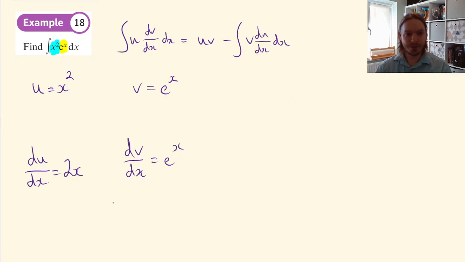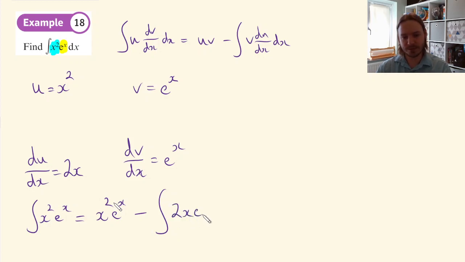Turns out though, if I swap these around and do e to the x here and x squared here, I actually get worse, not better, because I end up with a cubic and it doesn't get better at all. In fact, it's much more complicated. So this is the correct way around to do it. And what that tells us is that the integral of x squared e to the x is equal to uv, which is x squared e to the x, minus the integral of v du by dx, which is going to be 2x e to the x dx. And this is better, but it's still not there.